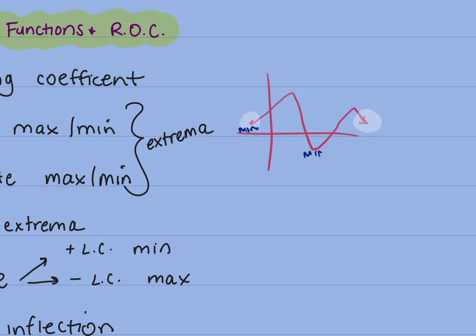This would be a min. This would be a max. This would be a max. Relative max? Those are all relative. Yep, if there's more than one, it's relative. Absolute is just the highest. So absolute, there would be no absolute min on this one because that arrow is going to keep going down to get smaller.